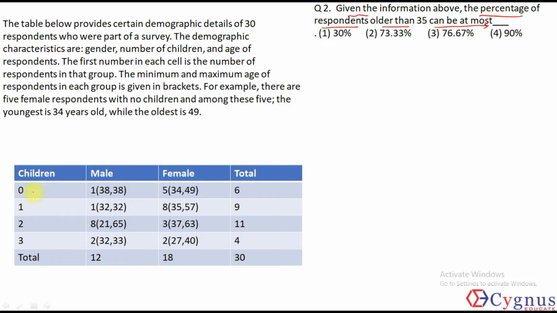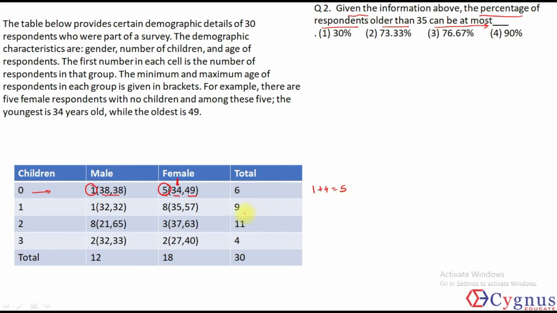Okay. Let's look at the first row. 0 children. How many males are there? 1. And the age should be what? 30 years. So this is not more than 35. I'll get 1 male here. How many females were surveyed? 5. Minimum age is 34 and maximum is what? 49. Since I want to maximize the number of respondents who are older than 35, I'll assume that there's only one person who is 34 years old. And the remaining 4 people out of these 5 are more than 35. So I'll get 4 females from here.